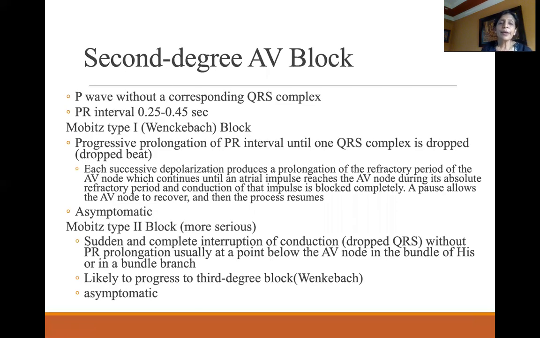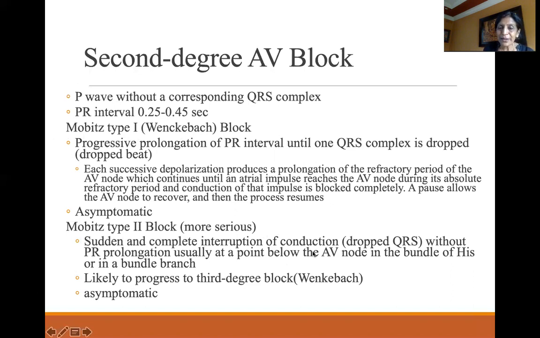Second degree AV block. Okay, here the P wave without a corresponding QRS complex, all right, PR interval is much longer. Remember, 160 milliseconds, but here it's 250 to 450 milliseconds, so longer. And there are a couple of different types: Mobitz type 1 block, Mobitz type 2 block. Type 2 block is a more serious kind. So maybe we should take a look at that first.